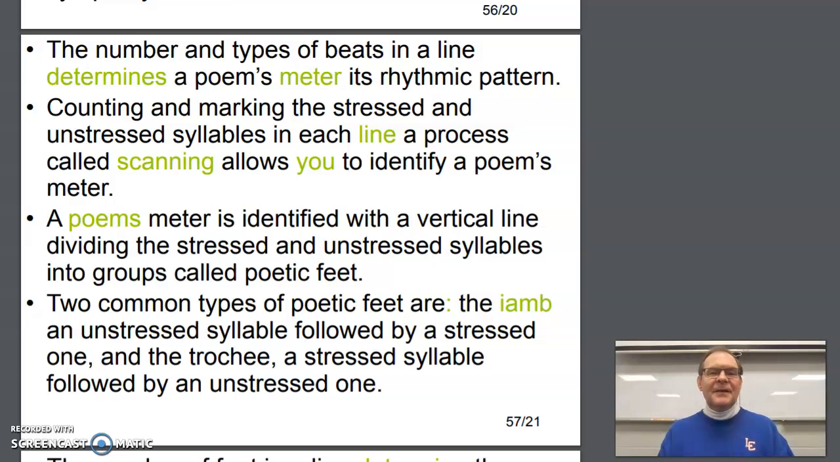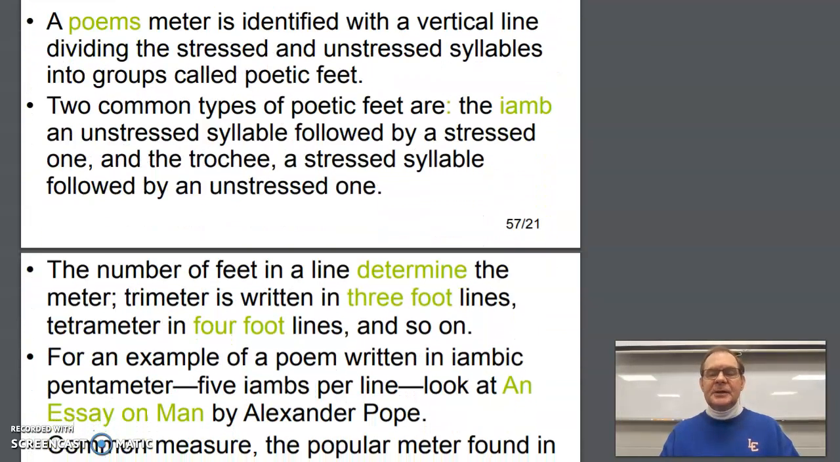dividing the stressed and unstressed syllables into groups called poetic feet. Two common types of poetic feet are no colon after a verb. Sometimes in print you'll see that, but you really don't need it. The iamb, comma, an unstressed syllable followed by a stressed one, comma, and the trochee, comma, a stressed syllable followed by an unstressed one.